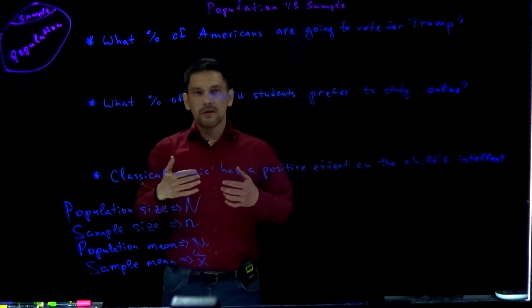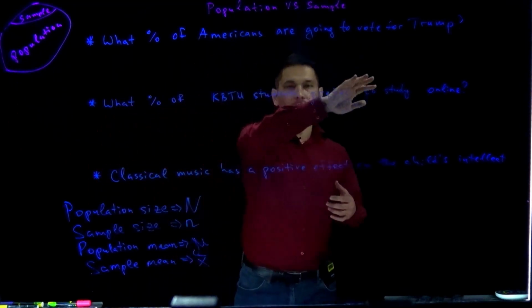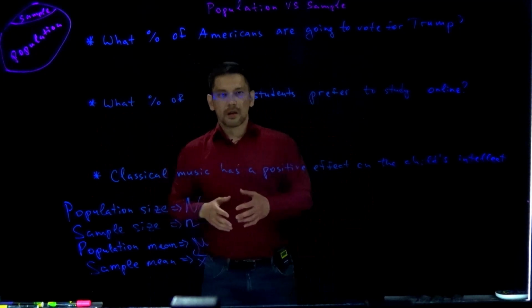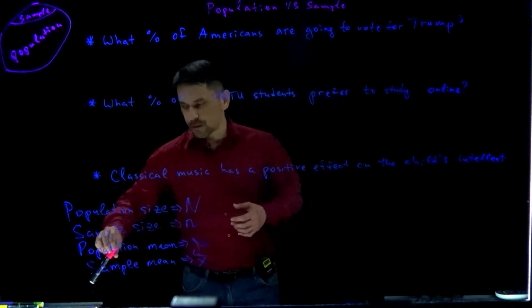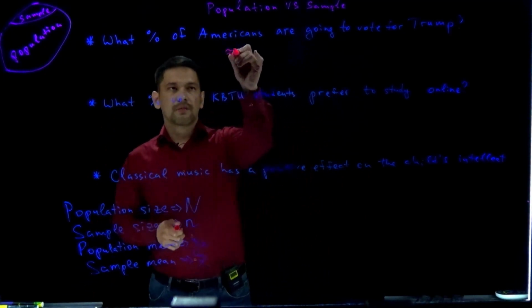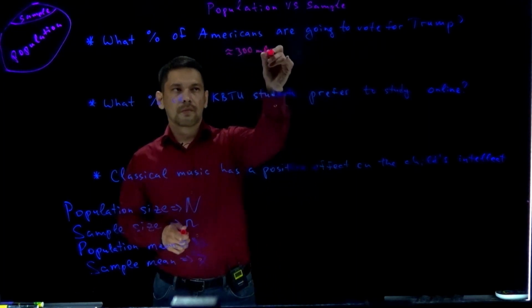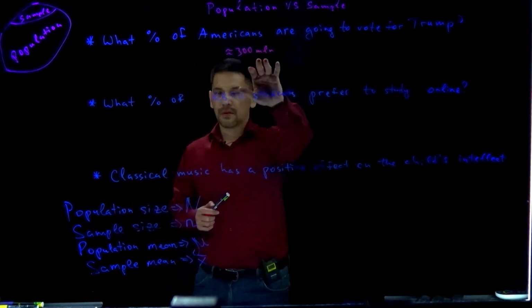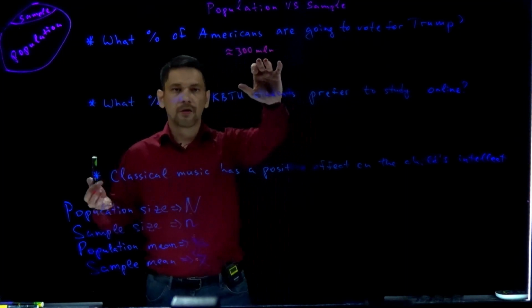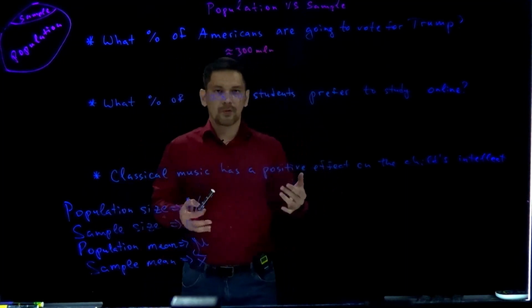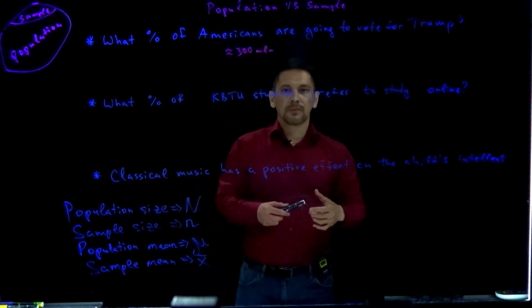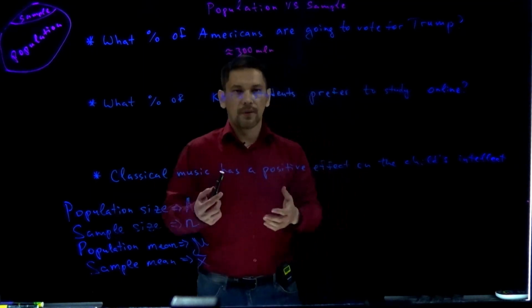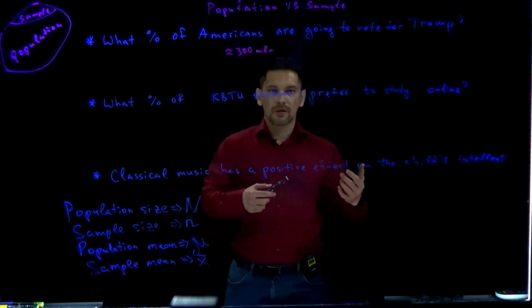Let's say I'm a sociologist and I want to know what % of Americans are going to vote for Trump next year. Now, I know that the population of America is approximately 300 million people. I can't survey all the 300 million people to find out what % of them are going to vote for Trump. So what's my option? What can I do here? Well, I can choose a small group of, let's say, 500 or 1,000 Americans, and I can survey them.